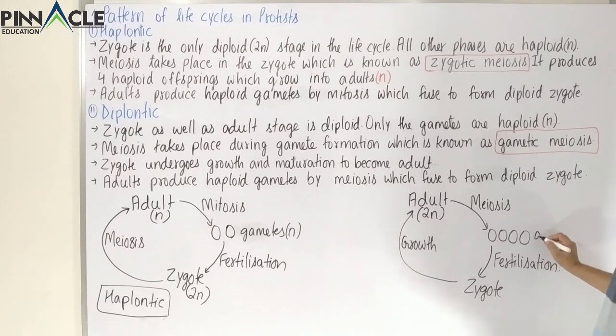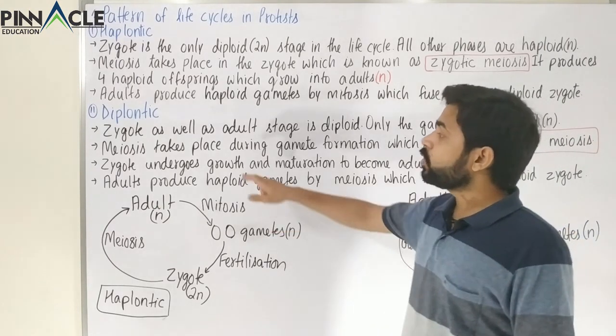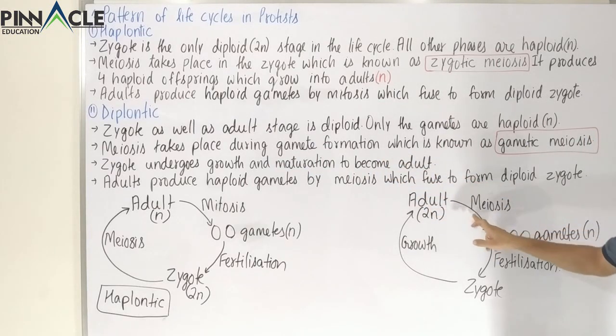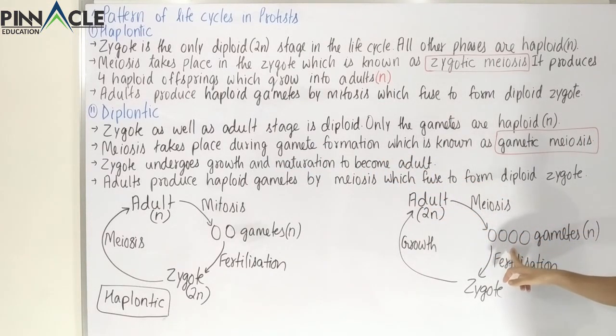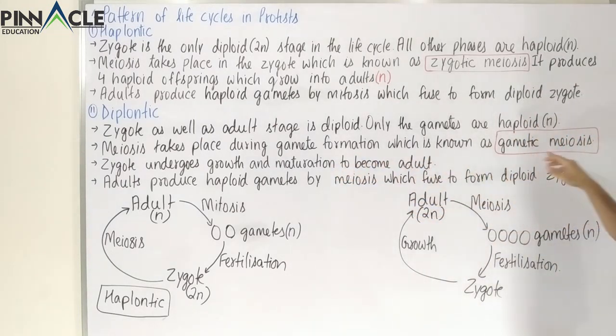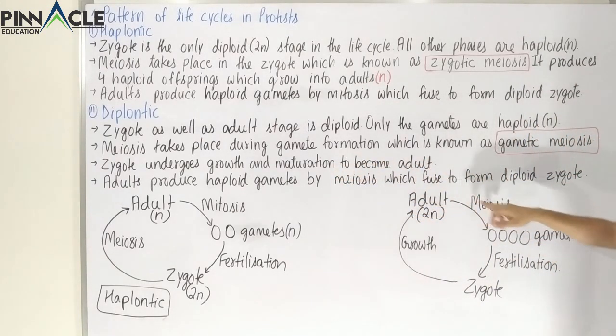So these are the gametes or the offspring. So here we can see that meiosis takes place during gamete formation. Here in the adult, meiosis is taking place for the formation of gametes, that is, meiosis takes place during gamete formation, which is known as gametic meiosis. So this process we call gametic meiosis.